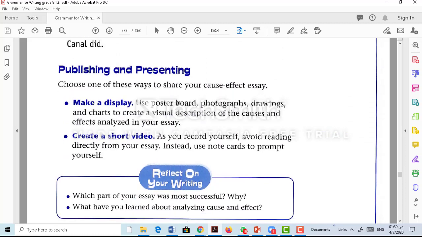You can make a display, use a poster board, or post it to your friends on WhatsApp. Of course, you don't have school these days, so you can just share them with your family, read them to your family, or create a short video as well. So this is how you can publish your presentations or your writing essays.